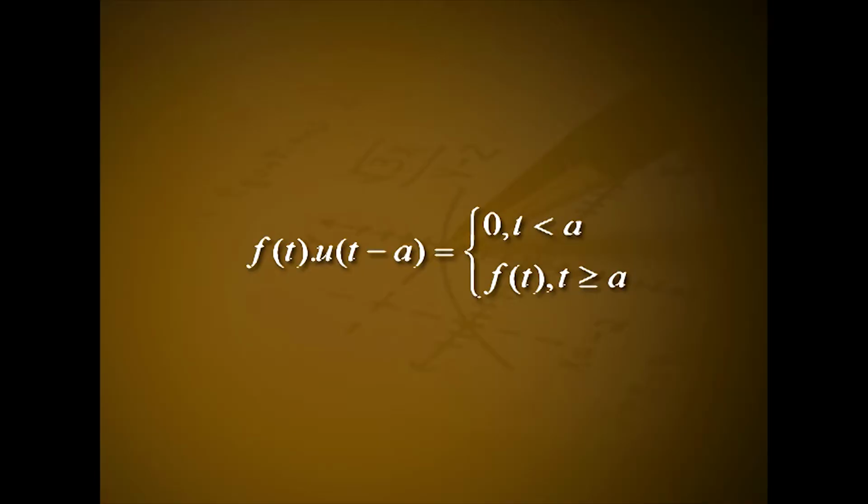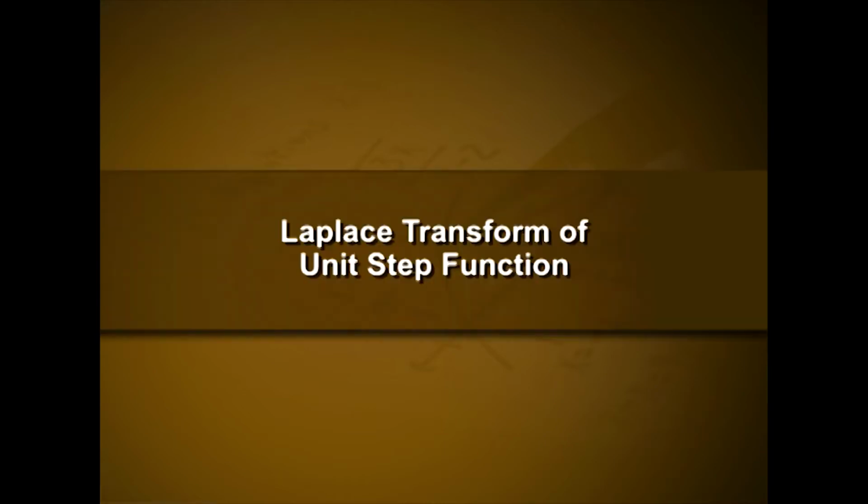The product f(t) u(t - a) is defined as f(t) u(t - a) = 0 for t < a and equal to f(t) for t ≥ a. Laplace transform of unit step function.